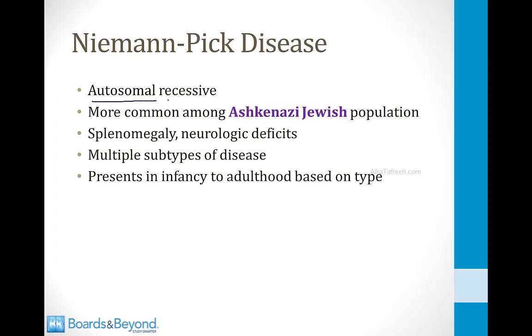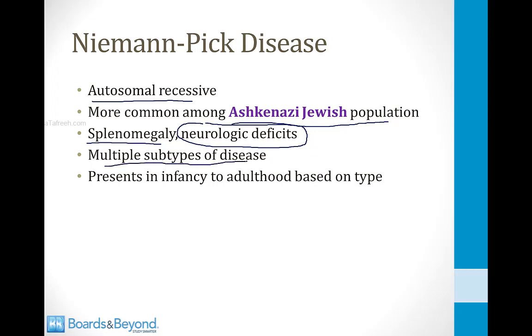Niemann-Pick disease is autosomal recessive like most of the lysosomal storage diseases, and like Gaucher's disease, it is more common among the Ashkenazi Jewish population. Also like Gaucher's disease, it can result in splenomegaly, but what makes it different from Gaucher's disease is that neurologic deficits are the norm. In Gaucher's disease, they only occur in rare variants, not the most common type. In Niemann-Pick disease, neurologic deficits are much more common.